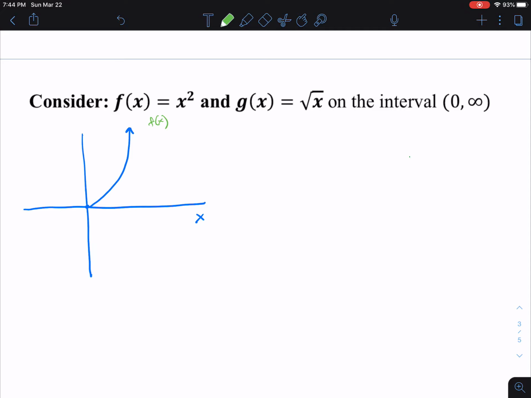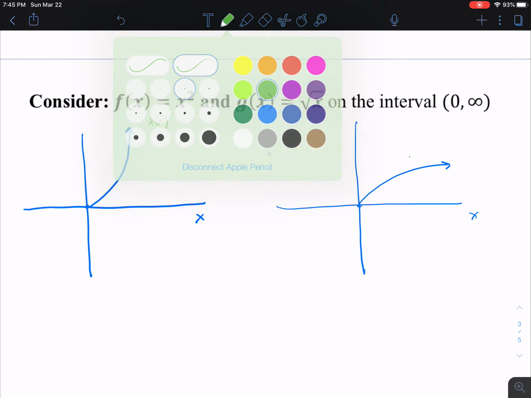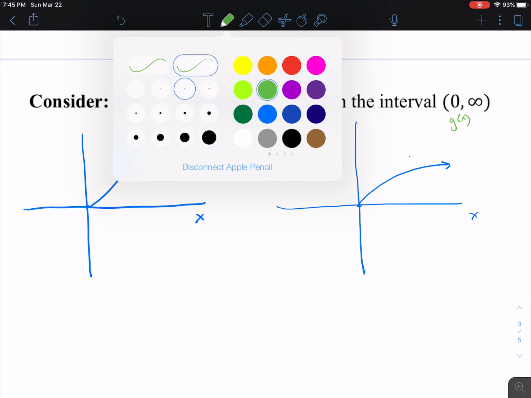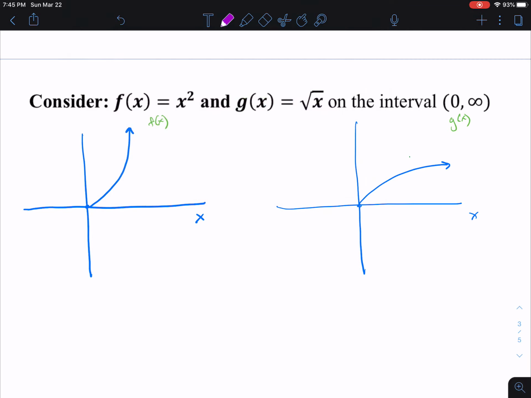Now let's draw the graph of square root of x. So we're looking at that. You can just do this on Desmos to verify these are the correct graphs. And then let's label this g of x. So what do we know about these two functions? Both of these functions are increasing functions on an interval from 0 to infinity.